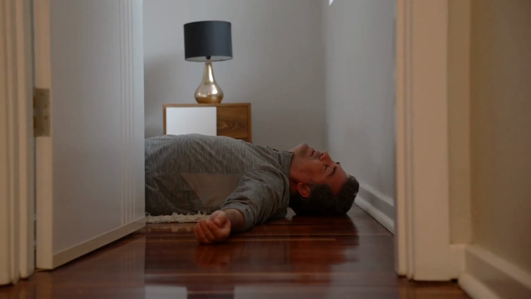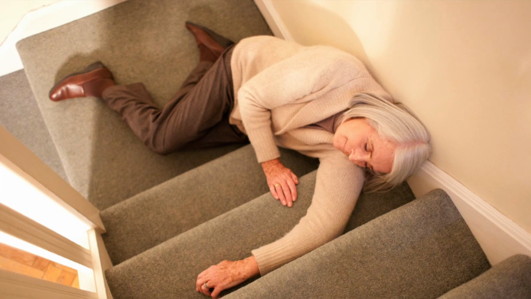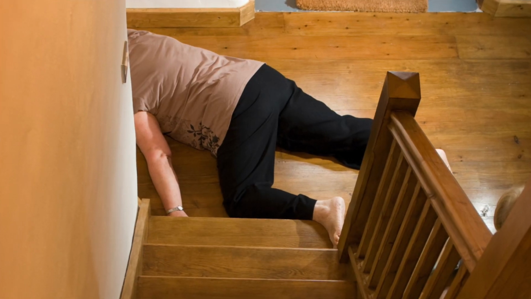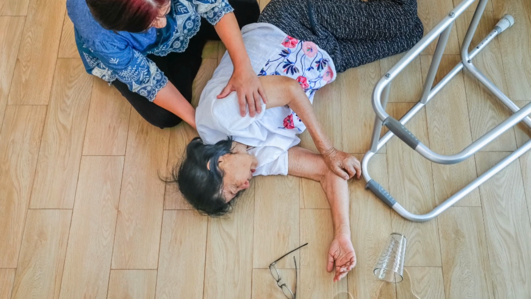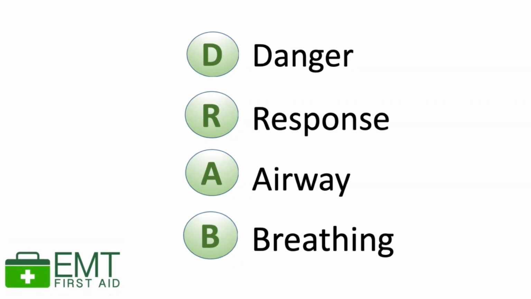Okay, so let's talk about an unconscious casualty. In previous videos, we've already addressed as a first aider how we help someone that's unconscious. But normally that casualty is in a coffin-like position, lying flat on their back, which we know is not always the case when you find someone unconscious. But the process is still the same. So we still do DRAB, danger response airway breathing.